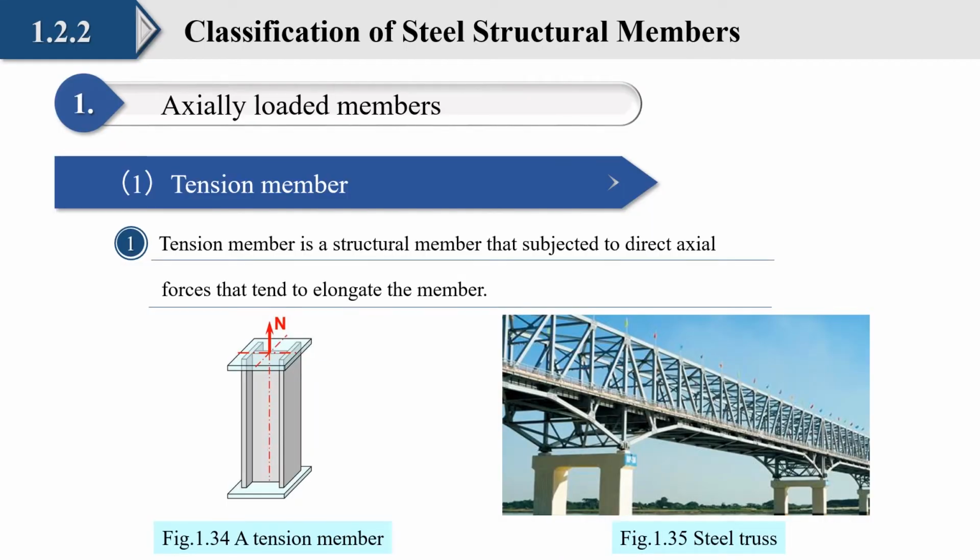There are 5 types of members in steel structures according to the characteristics of load. The first is the tension member, shown in Figure 1.34. The tension member is a structural member that is subjected to direct axial force that tends to elongate the member. In the steel truss shown in Figure 1.35, the tension members are the lower chords of the truss or some diagonal members.